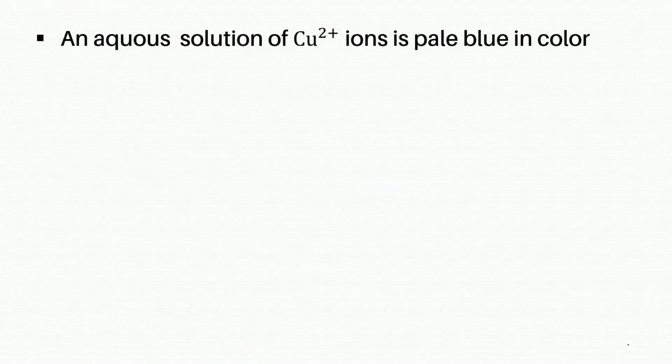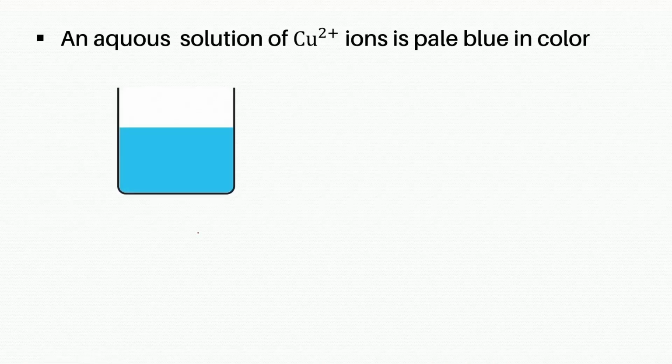Okay, in the previous section I explained to you the reason for the appearance of colors in general. Now I am going to explain the reasons for specific colors of different d-block metal cations in aqueous solutions. You have already known that the color of Cu2+ ions is pale blue. This is the color pale blue, Cu2+ ions.